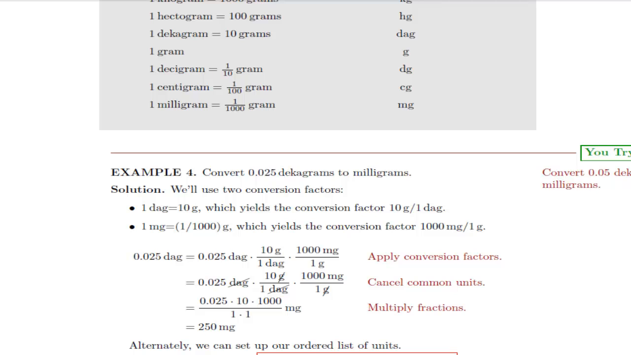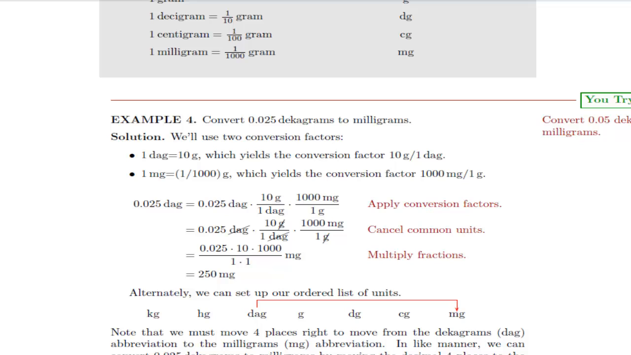Example 4. Convert 25,000 decagrams to milligrams. Solution. We use two conversion factors. 1 decagram equals 10 grams, which yields the conversion factor 10 grams over 1 decagram, and 1 milligram equals 1 over 1,000 grams, which yields the conversion factor 1,000 milligrams over 1 gram. 25,000 decagrams equals 25,000 decagrams times 10 grams over 1 decagram times 1,000 milligrams over 1 gram. This way, the decagram units and the gram units will cancel, and we're left with 25,000 times 10 times 1,000 over 1 times 1 milligrams equals 250,000,000 milligrams.